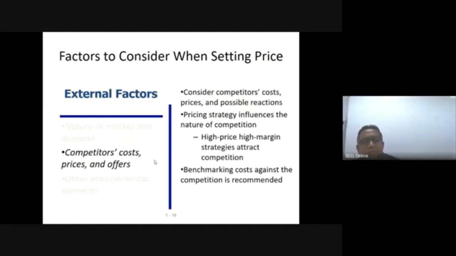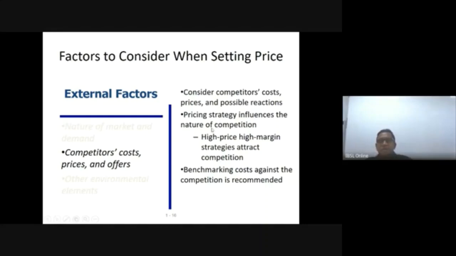The next factor is competitors' costs, prices, and offers. Always consider the competitors' pricing, because they are also playing in the market. Unless we are competitive with the competitor's price, the customer will not buy our product, because they will realize our product price is higher. So consider competitors' costs, prices, and possible reactions.